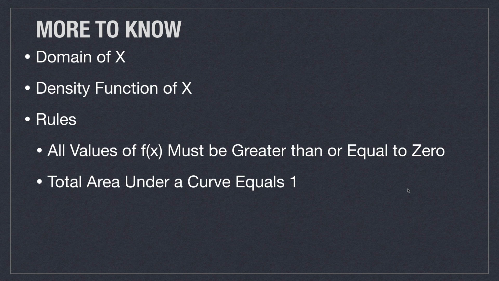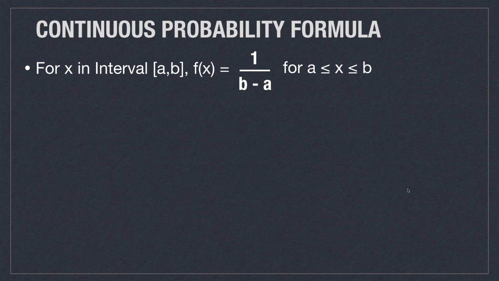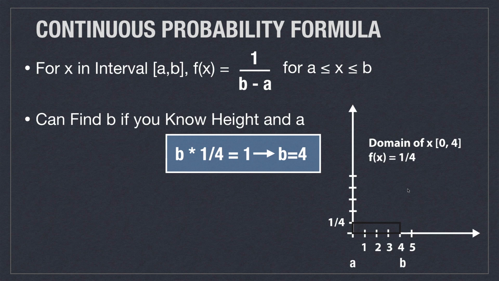And some rules that we need to adhere to include that all values of f(x) must be greater than or equal to 0. And also the total area under the curve for all possible values of x is going to be equal to 1. And you can see here is the formula that we're going to use to find continuous probability for x in a given interval. And you can also see that you'll be able to find the value of b if you know both the height as well as a.